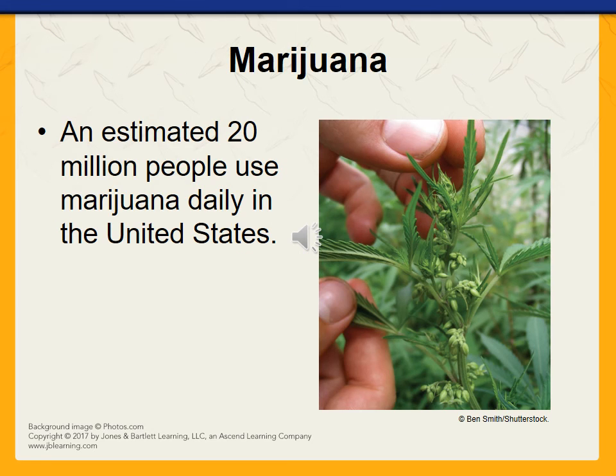Okay, marijuana, hot topic still. Estimated 20 million people use marijuana daily in the United States, either recreationally or medicinally. So with that, you can have cases of marijuana overdose. So with that in mind, not to talk about the legality or if it should or shouldn't be legal, just keep in mind that people can suffer with marijuana overdose as well.